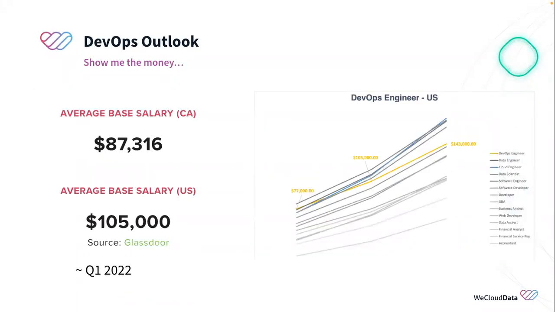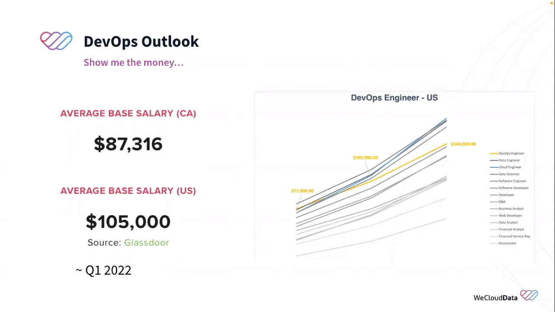In terms of DevOps outlook, looks pretty good. So this was, again, like I mentioned, these are not numbers after the Silicon Valley bank situation. These are before that. But once the dust settles, I'll have to update these numbers to see what's going on with that. But from Glassdoor in Q1 2022, so about 8 months ago or whatever.